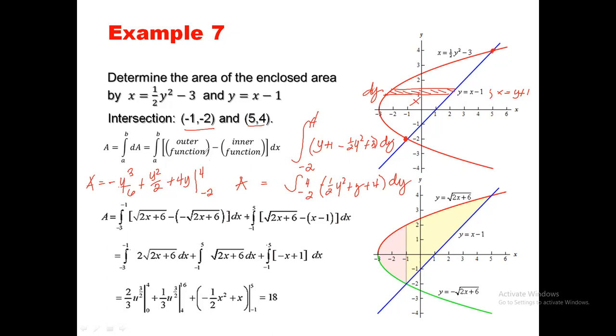If you substitute, you have to substitute 4 first. Write it here.